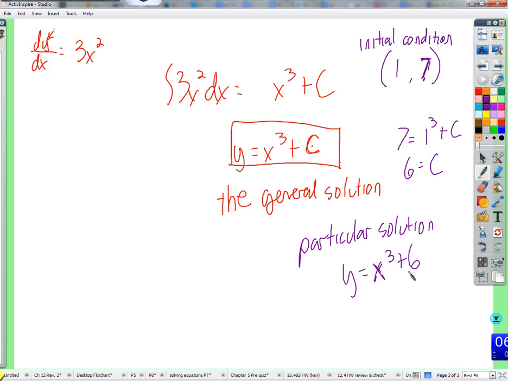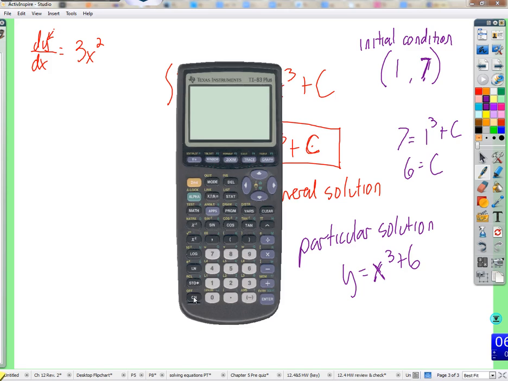Good. What is C exactly, if we're talking about it in terms of graphing it? Well, C is just a constant that you're adding. If you were to graph x cubed on the calculator, what's the graph of x cubed going to look like? It's going to flatten out and go like that. So let's look at that graph.